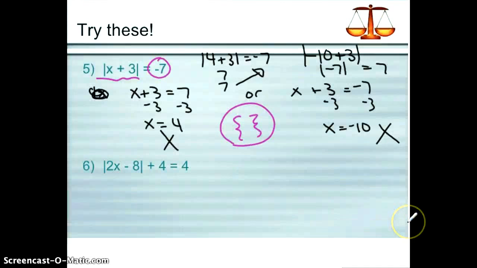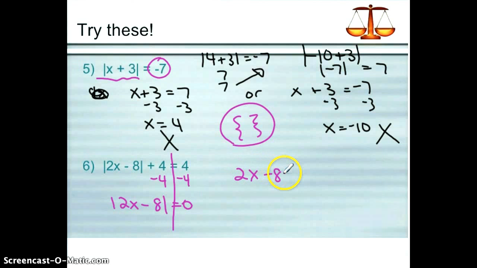Okay, try this one on your own, see what you've got. All right, so first thing here, I'm going to subtract 4 from both sides, and I get the absolute value of 2x minus 8 equals 0. Ooh, so in this case, 2x minus 8 equals 0. And if you try something like 2x minus 8 equals negative 0, I hope that you remember there is not a negative 0, so we don't even need to try this equation. Because there's only one number that's 0 away from 0, this is probably only going to have one solution.